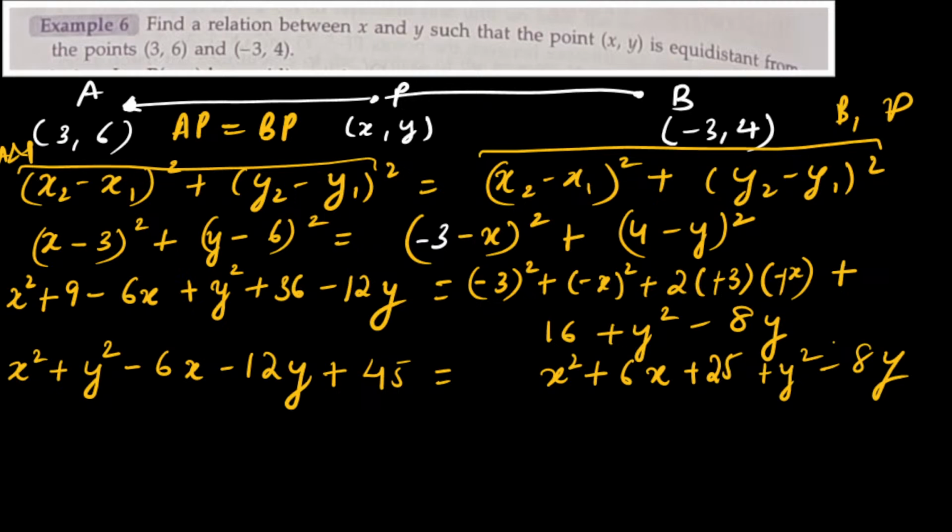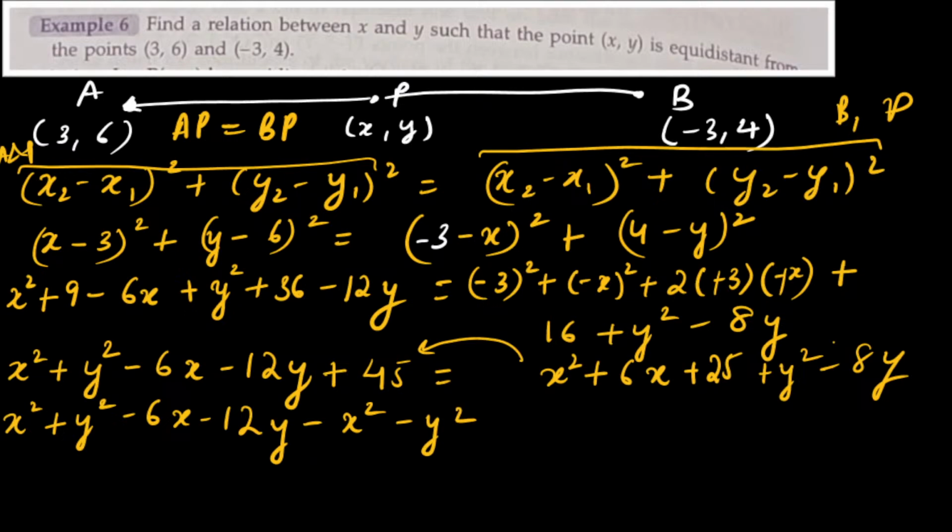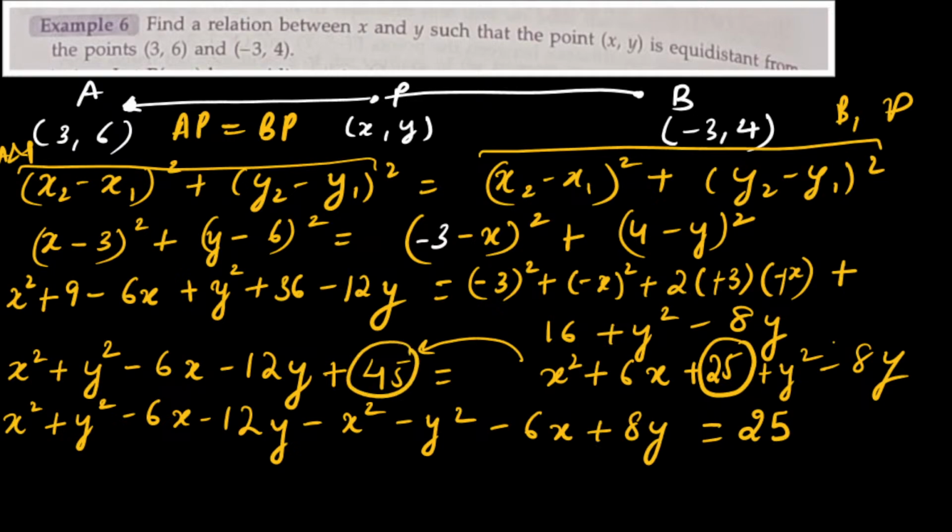Now, xy terms should be on one side, constants let's shift to the other side. So here I have x square, I am writing as it is, y square minus 6x minus 12y. From this side x square minus x square, y square becomes minus y square, minus 6x and plus 8y. All xy's I just shifted. Now here I am only left with 25, so I am just writing 25 here. From that side 45 I am just shifting to this side. So minus 45.